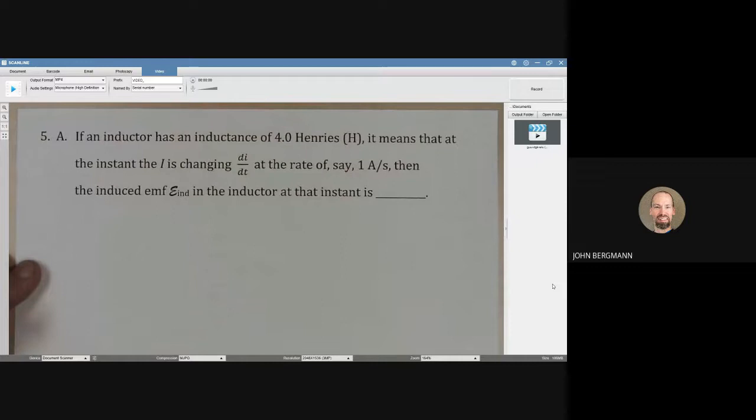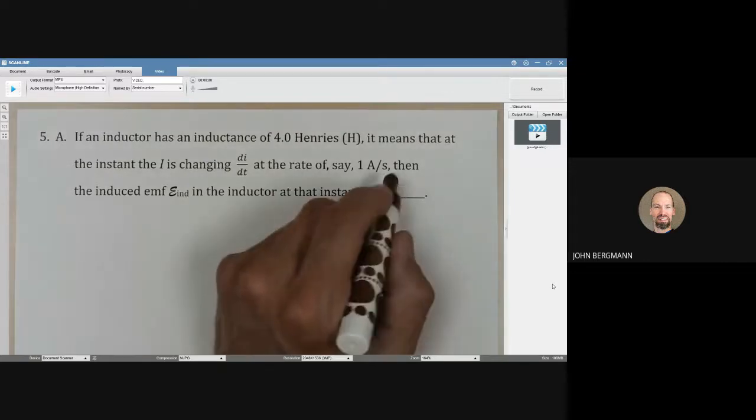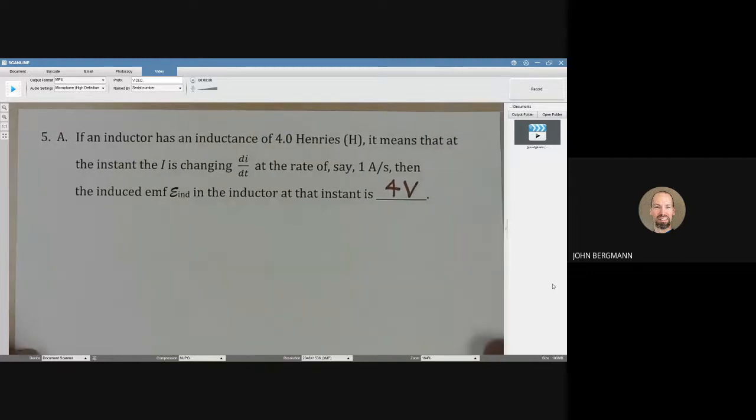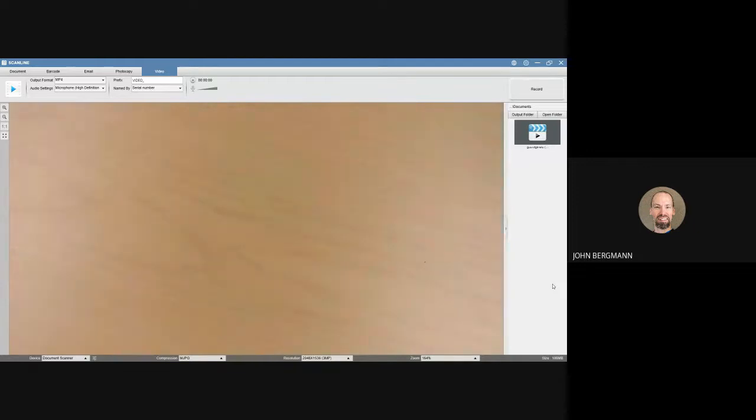If an inductor has an inductance of 4.0 henries, it means that at the instant the current is changing at the rate of, say, 1 amp per second, then the induced EMF in the inductor at that instant is 4 volts. So that's what an inductance means. When we have a certain inductance, if the current is changing at the rate of, let's say, 1 amp per second, then the induced EMF is going to be in volts equal to the magnitude of that inductance.